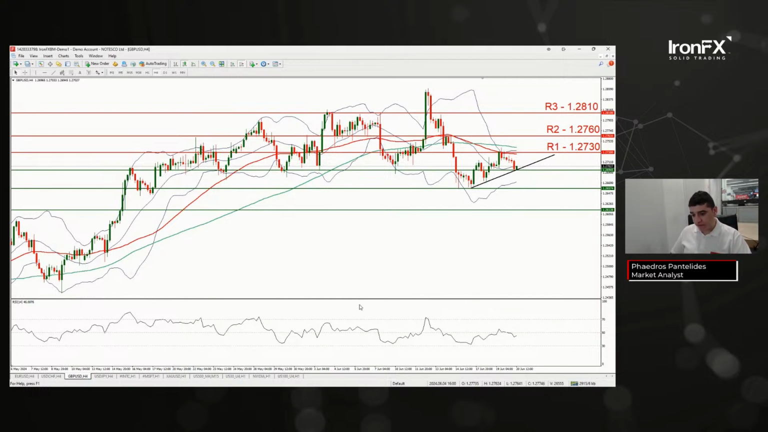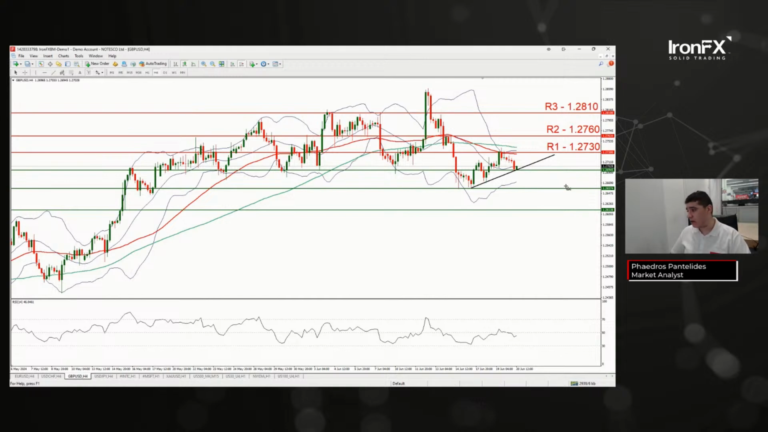The concern I do have currently is that the RSI is still below 50, which does imply a slight bearish market sentiment. But from the rest of the technicals, it does provide some support for a bullish outlook, but still very close.